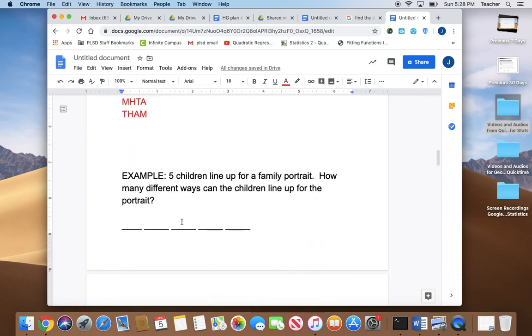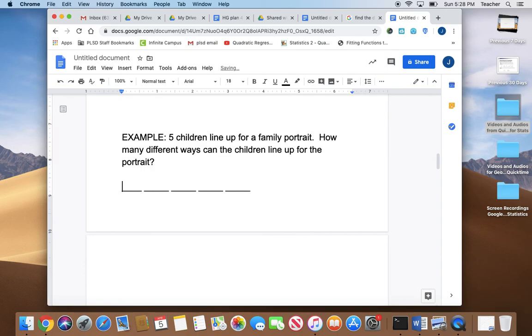So our next example, we have 5 children that line up for a family portrait. How many different ways can the children line up for a portrait? So here's 1, 2, 3, 4, 5. I have 5 spaces for these 5 children. So in the first, if I'm the photographer, I can pick any one of the 5 children to begin with to stand in the first place. So I have 5 choices.